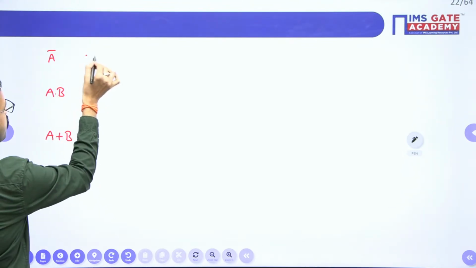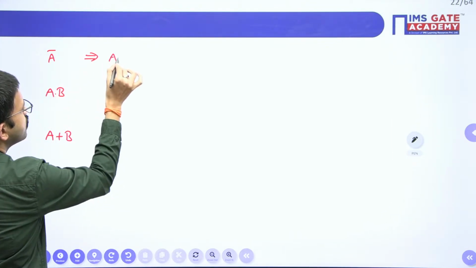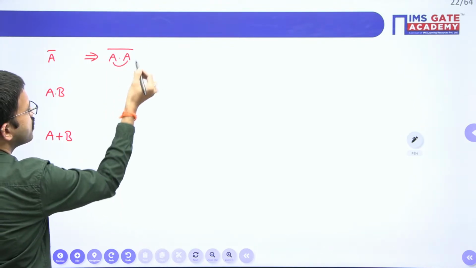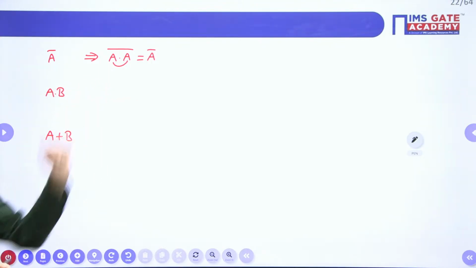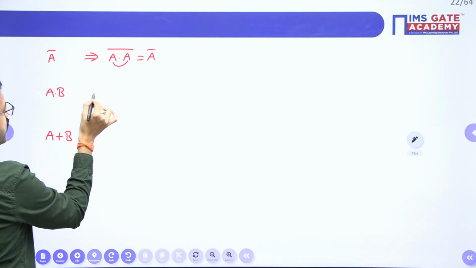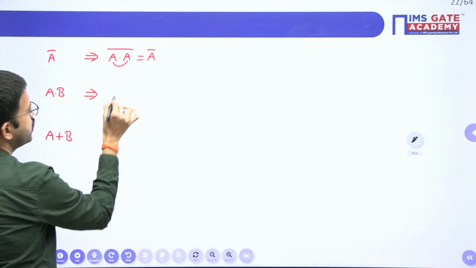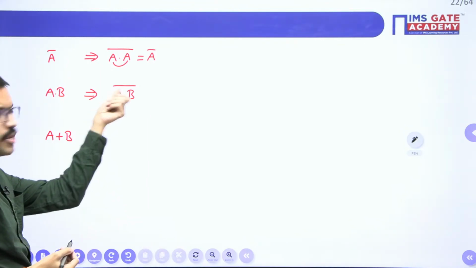If you want to implement this function with the help of NAND, what will you do? You will use a 2-input NAND gate, but you will make both the inputs the same. Then you will get A bar only. There is no doubt, you can easily implement it. Regarding AB, when you use a single 2-input NAND gate, you are getting AB whole bar.